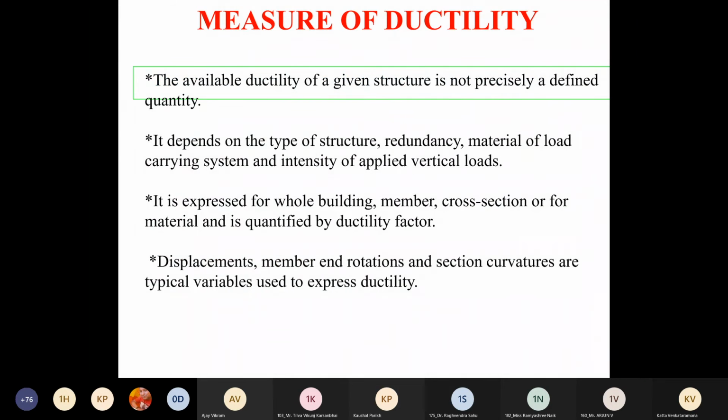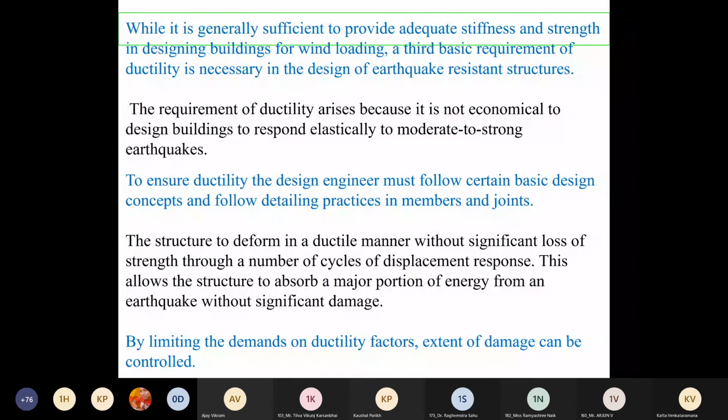Now the measure of ductility. The available ductility of a given structure is not a precisely defined quantity. It depends on the type of structure, the redundancy, the material of the load carrying system, and the intensity of applied vertical loads. It is expressed for the whole building, or it can be for a member, cross section, or for material, and is quantified by a ductility factor. Displacements, member end rotations, and section curvatures are typical variables used to express ductility.